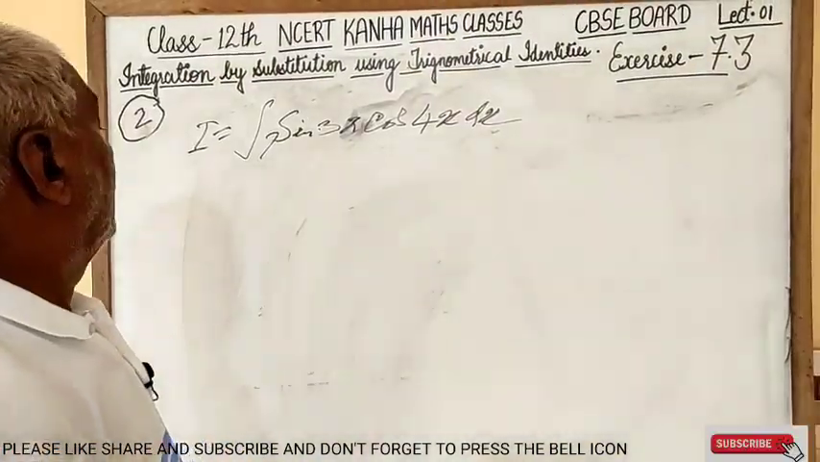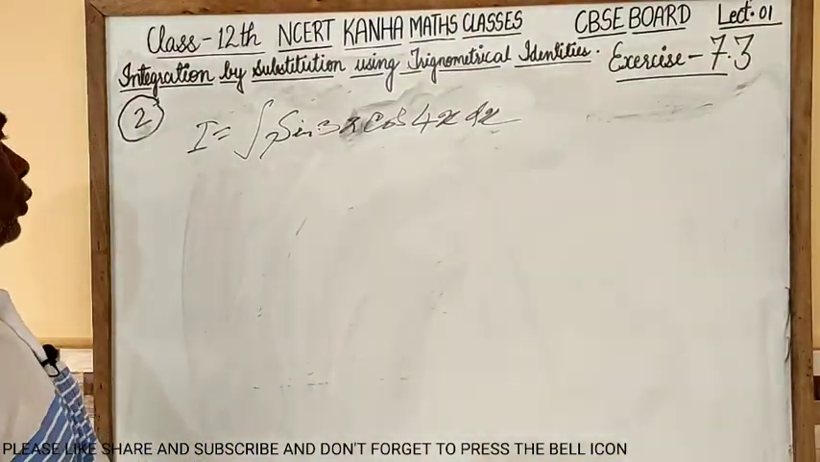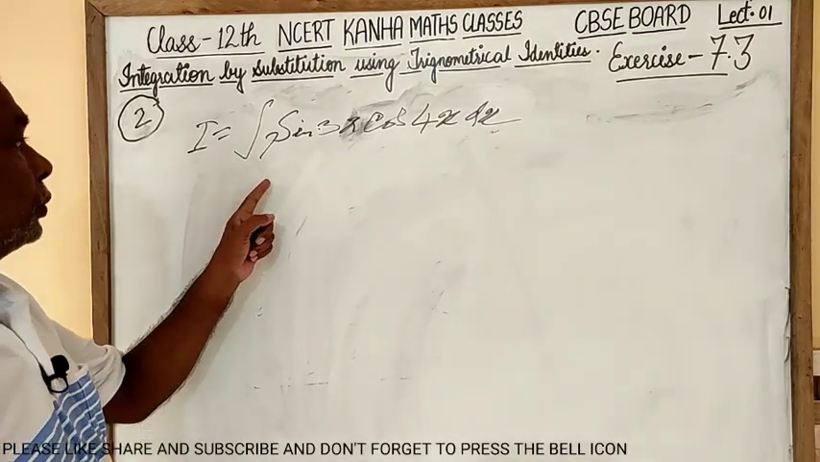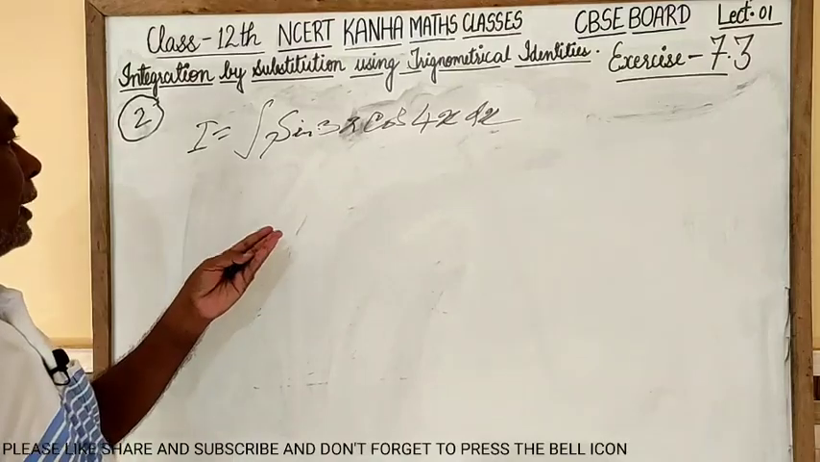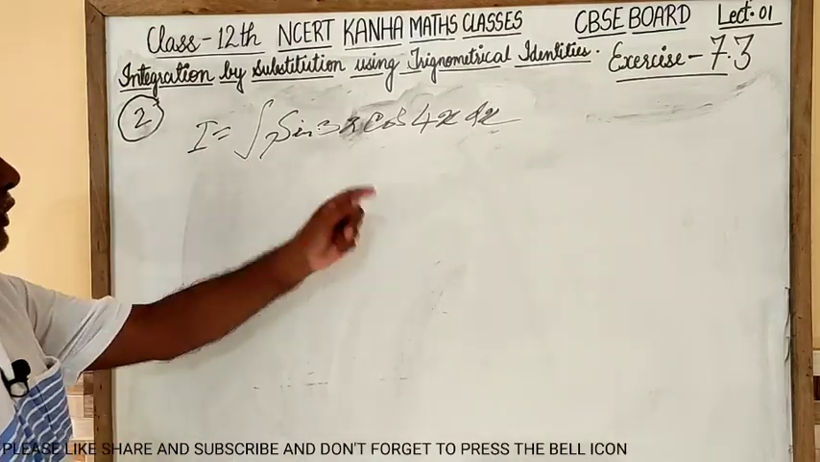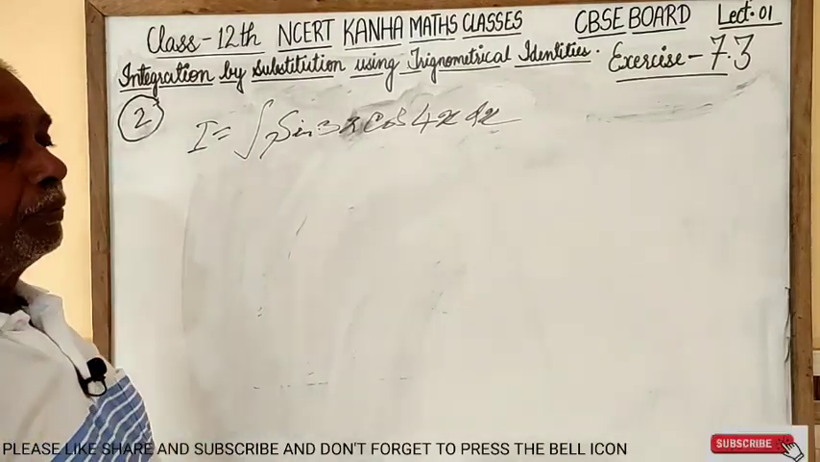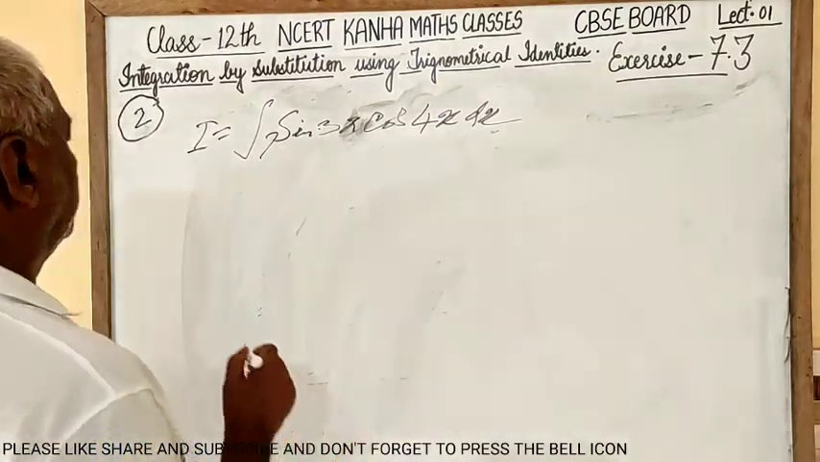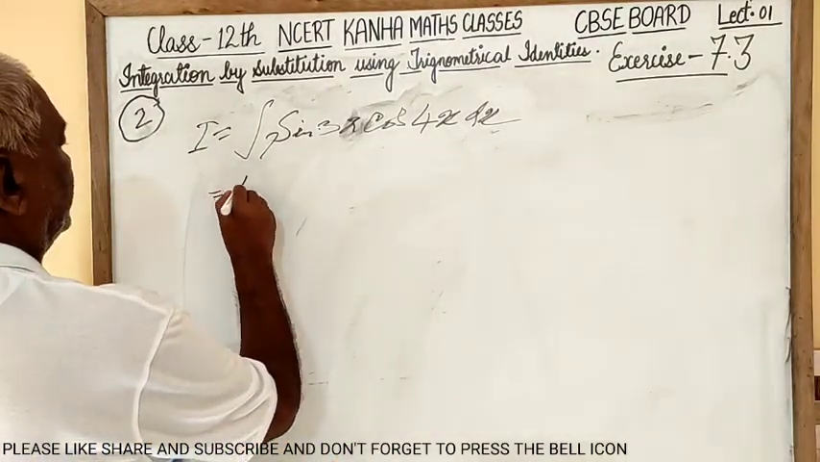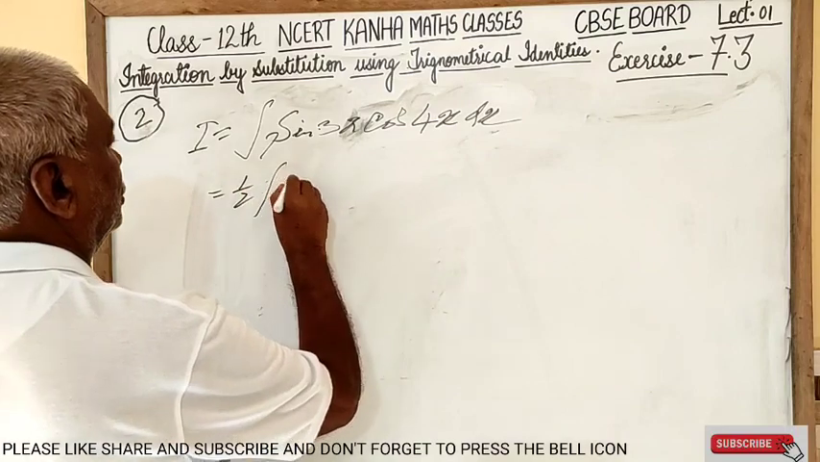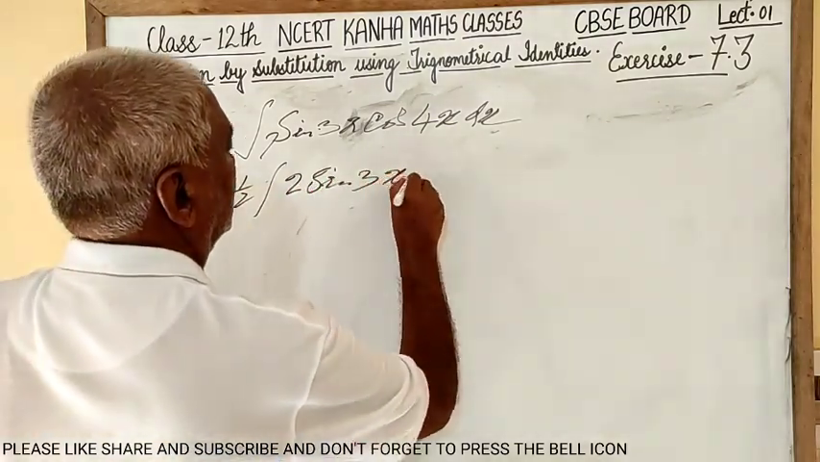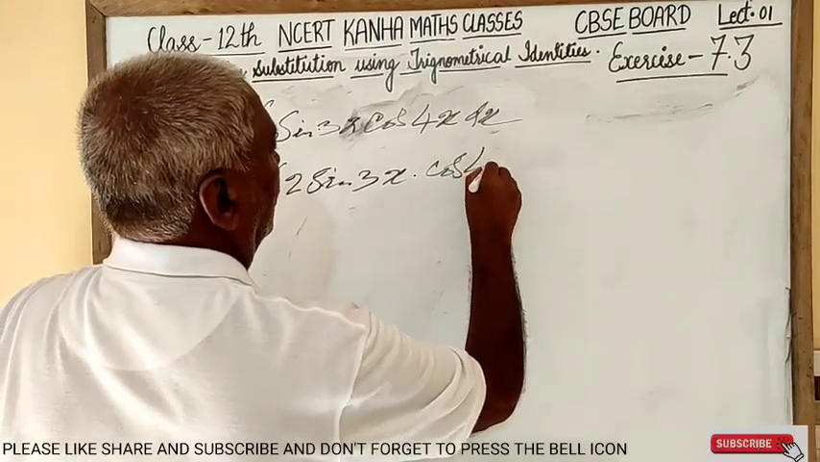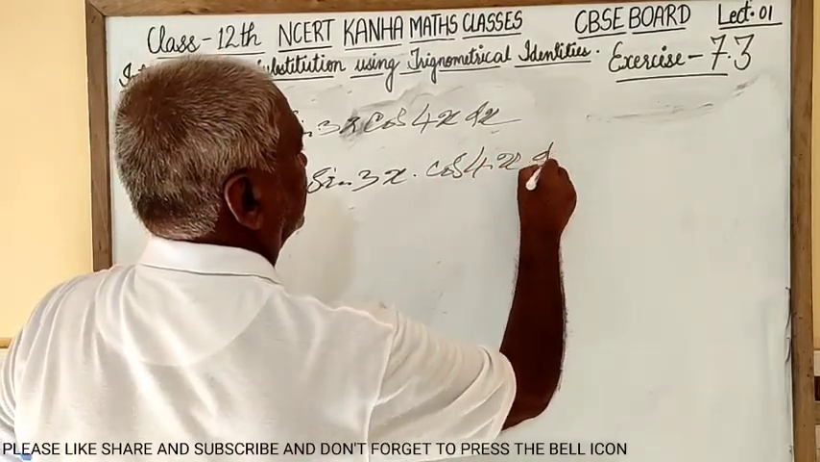Then we will solve the question number 2, where integral I is equal to integral sin 3x cos 4x dx. I will try to transform this integral into standard form of trigonometrical identity. Hence, I will write here 1 by 2 into 2 sin 3x into cos 4x dx.